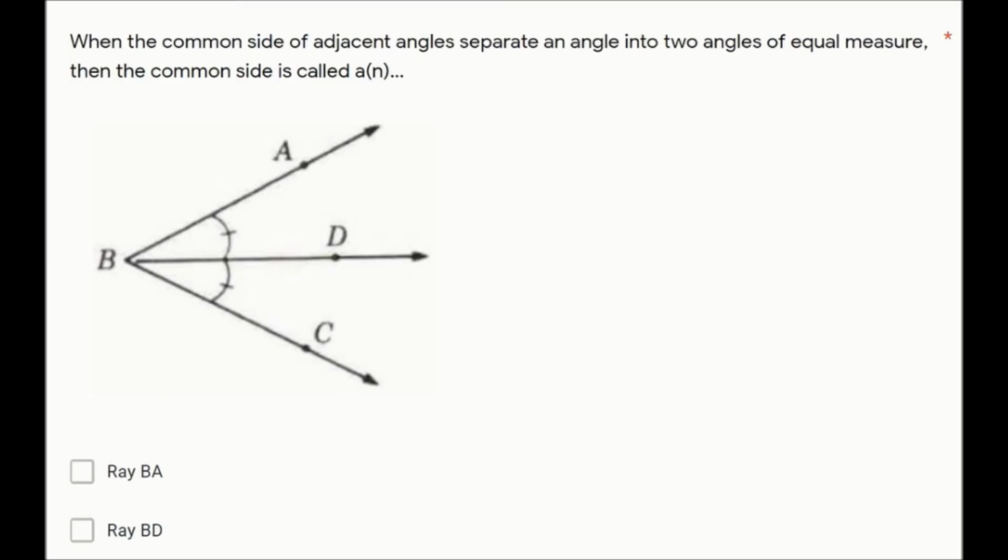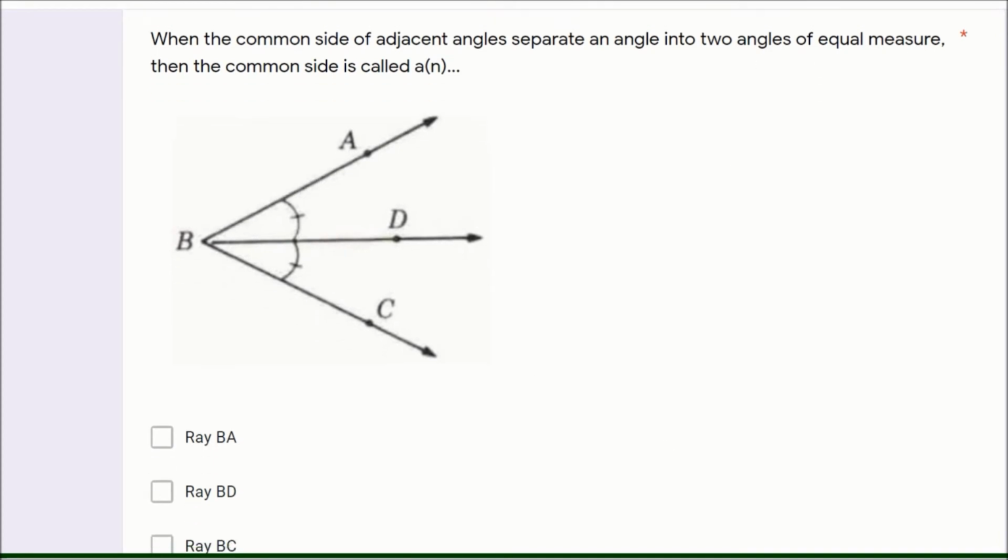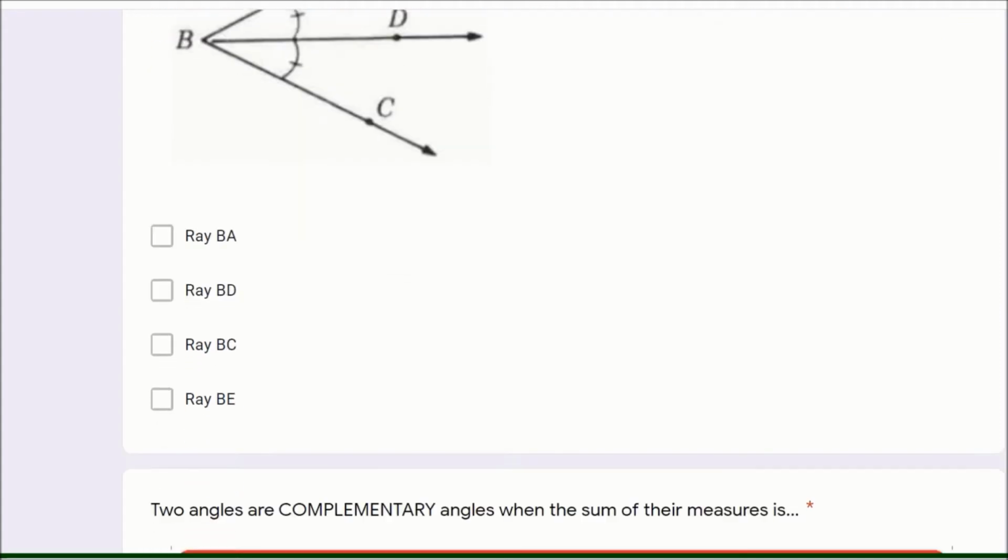Moving on. When the common side of adjacent angles is separated by an angle into angles of equal measure, then the common side is called, and since we already have an image here, we could just have the kids identify which ray is the common side for both rays.